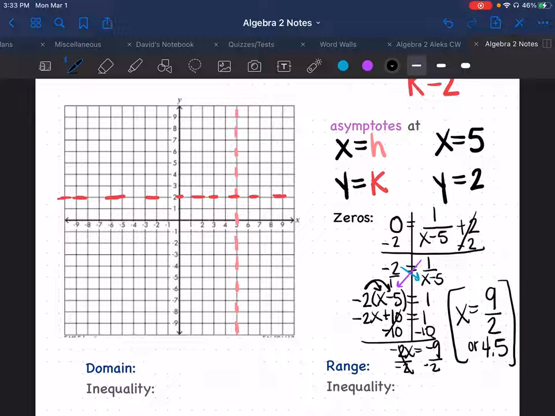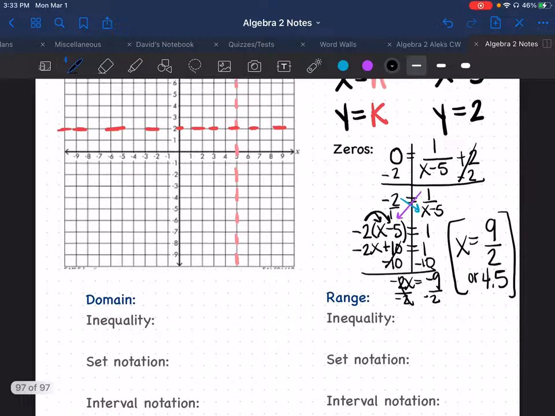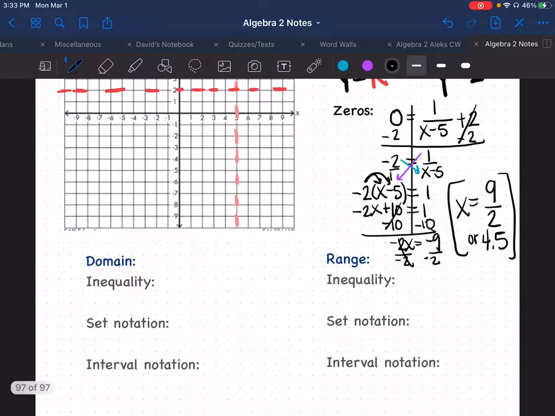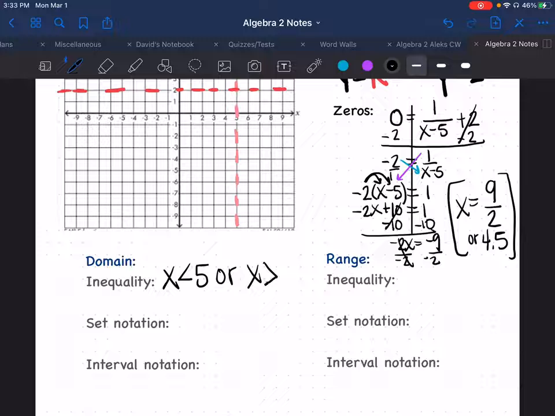All right, my domain and my range. Now remember, my domain goes with my x value, which is 5. So it's everything but 5. So x is less than 5 or x is greater than 5. That's how you always write it as an inequality. In set notation, you would do your squiggle, x such that x does not equal 5. That's all you've got to do.